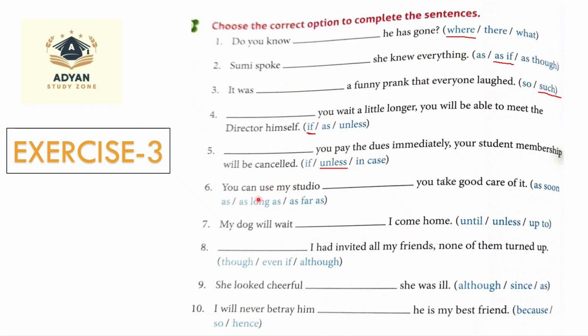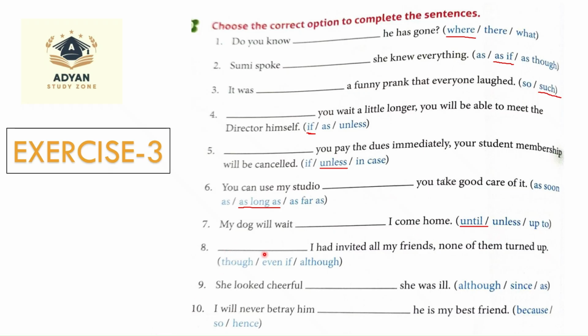Sixth is, you can use my studio dash you take good care of it. So the correct option is as long as. You can use my studio as long as you take good care of it. Seventh is, my dog will wait dash I come home. So the correct option is until. My dog will wait until I come home.